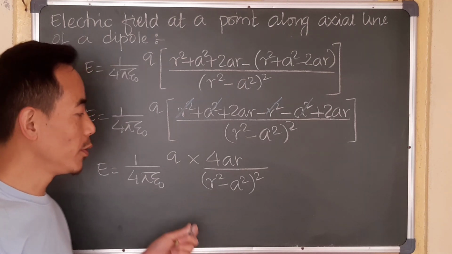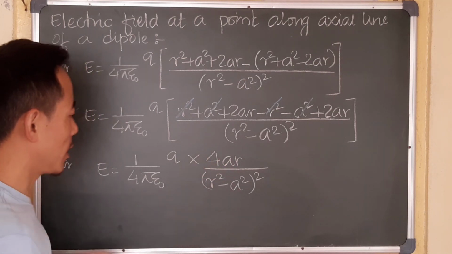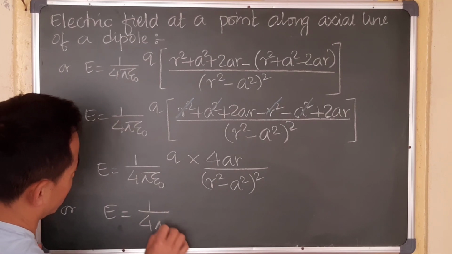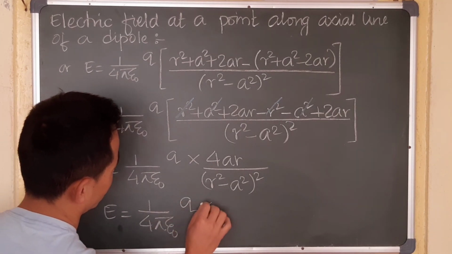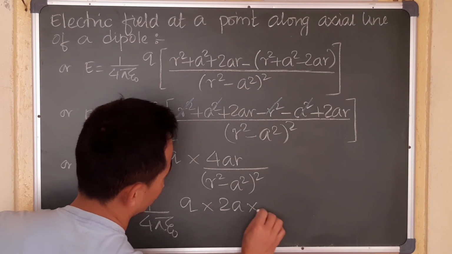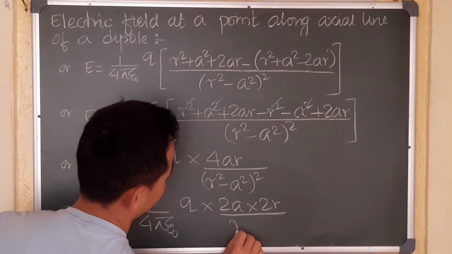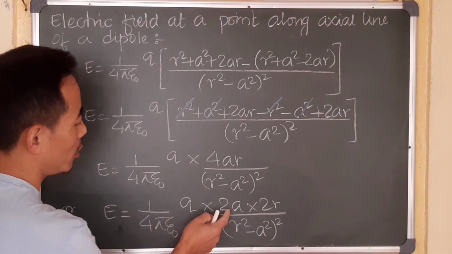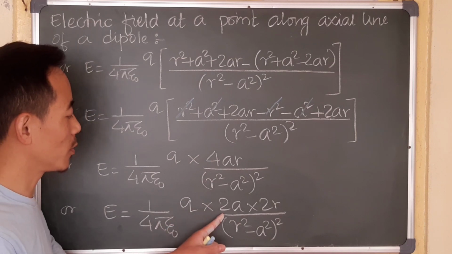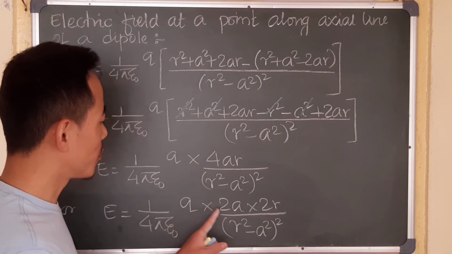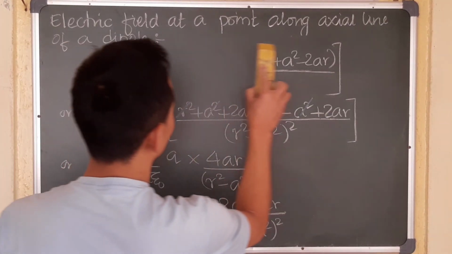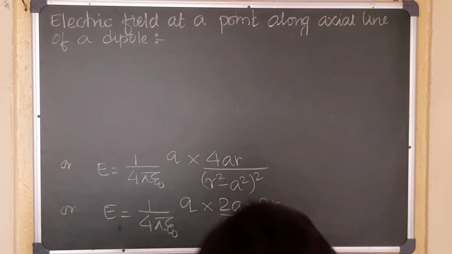Now in the next step what we will do is we will split this 4ar as twice a into twice r. Now why we need to do that is because, let me show you. So we can write this as twice a into twice r. We are doing this simply because we have the product of q and twice a. Q is the charge, twice a is the dipole length, and we call this product as the dipole moment. So we can replace this q into twice a with the dipole moment here.